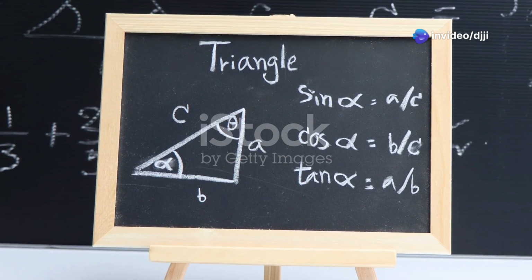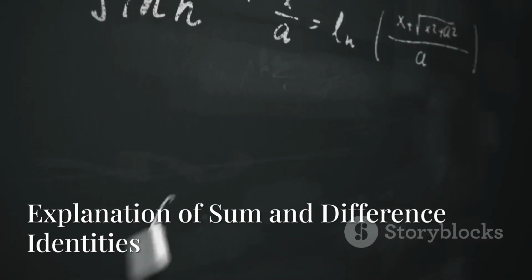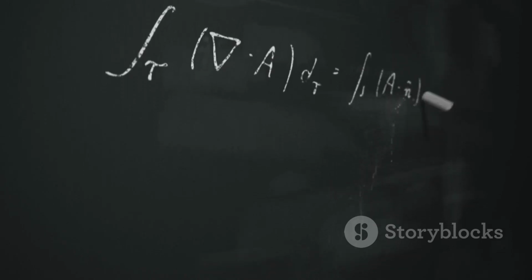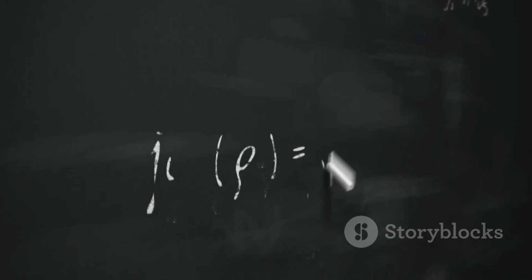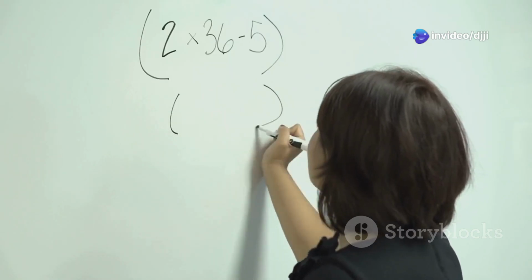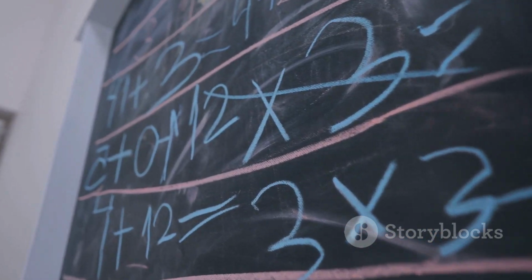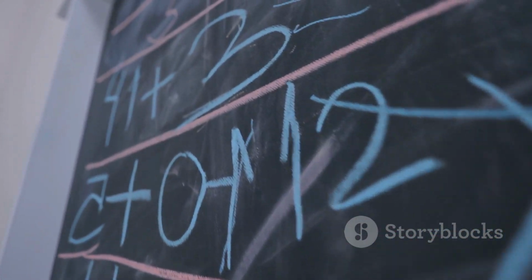Today we are discussing sum and difference identities. Sum and difference identities are trigonometric equations used to find the value of a trigonometric function for a sum or difference of two angles based on the known values of the individual angles. These identities are crucial for simplifying expressions and solving trigonometric equations.